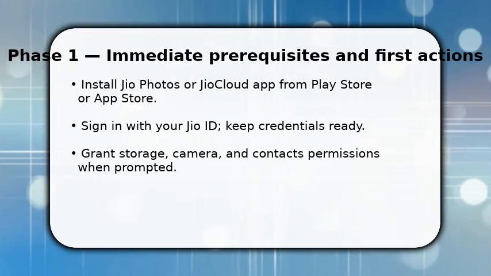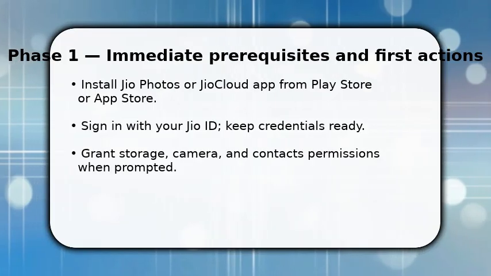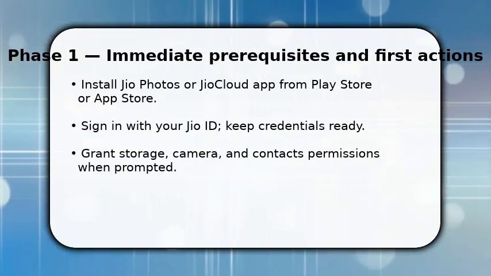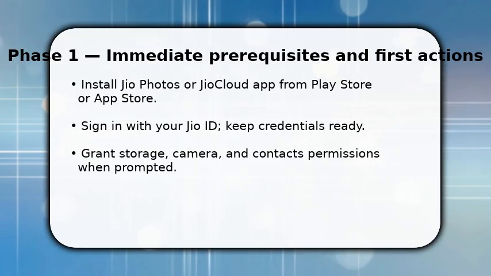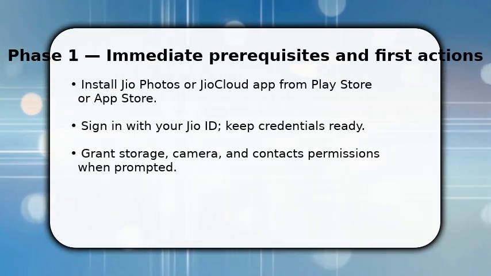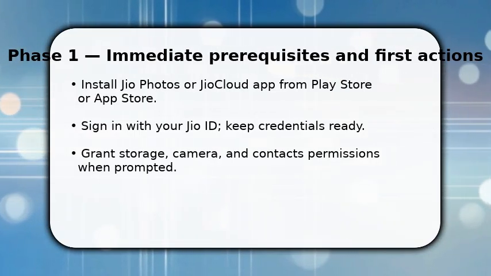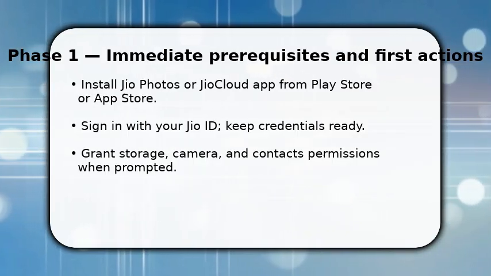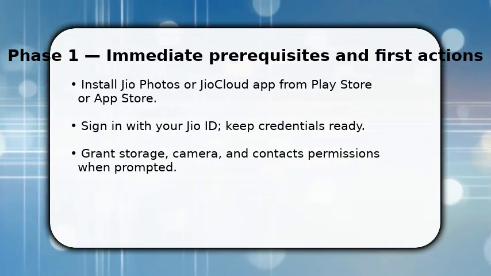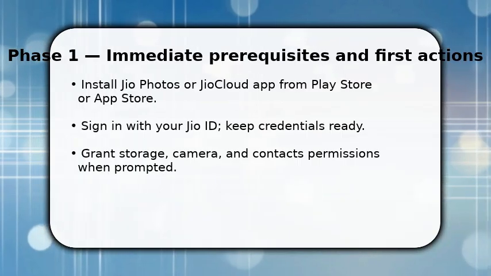You start by installing and opening Jio Photos, then sign in with your Jio ID. Once done, give the app storage and camera permissions so it can access and upload images. Without these permissions, sync will fail. Make sure cellular or Wi-Fi is active. Use Wi-Fi for large libraries.